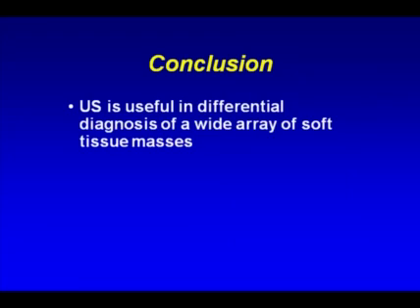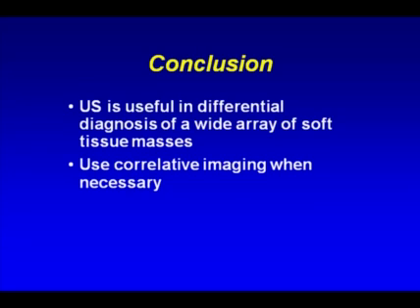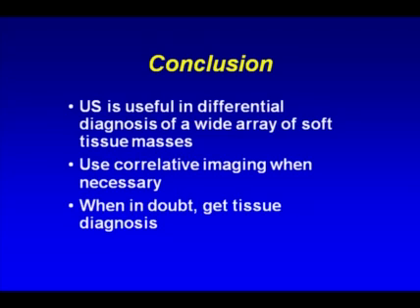Okay, so in conclusion, ultrasound is useful in a differential diagnosis of a wide array of soft tissue masses. Correlative imaging should always be used when necessary. And when in doubt, tissue diagnosis is necessary because often soft tissue masses are nonspecific. But I hope, at least in this lecture, that I've given you a framework when you're encountering a soft tissue mass.